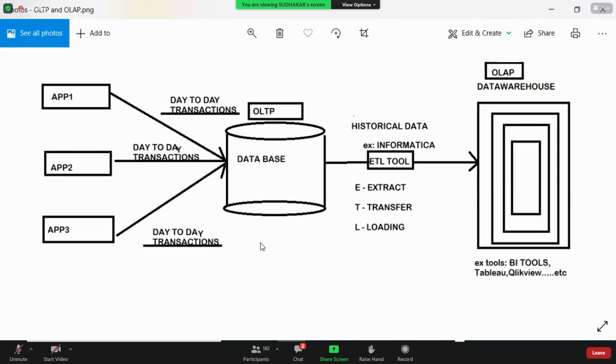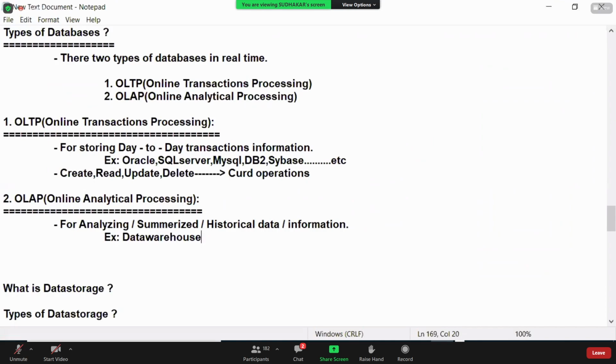But here, guys, I'm asking you, what is the difference between the Bajaj electronic showroom and the godown?